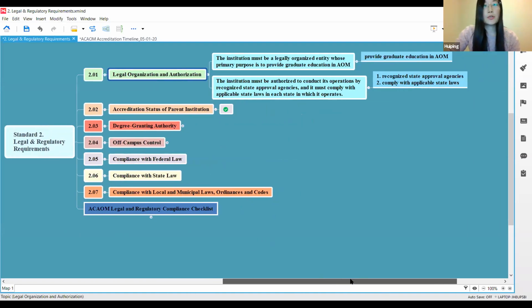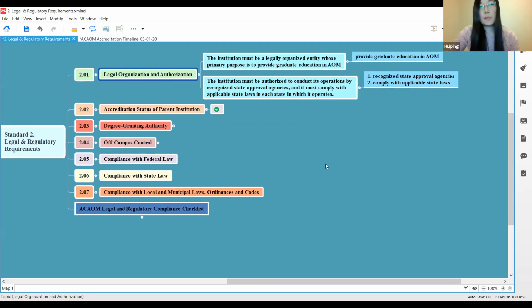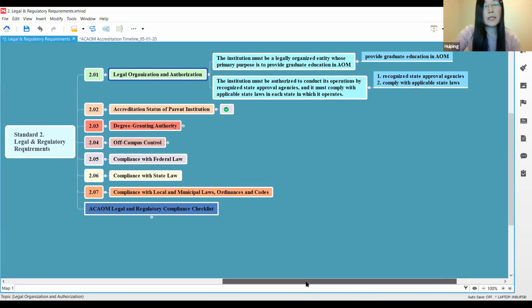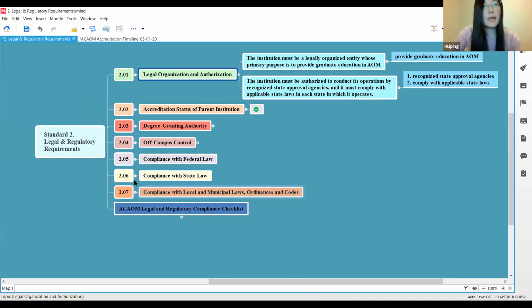Legal organization and authorization. The institution must be a legally organized entity whose primary purpose is to provide graduate education in ACAOM. And the institution must be authorized to conduct its operations by recognized state approval agencies, and it must comply with applicable state laws in each state in which it operates. For 2.02, we can skip because it's not applicable.